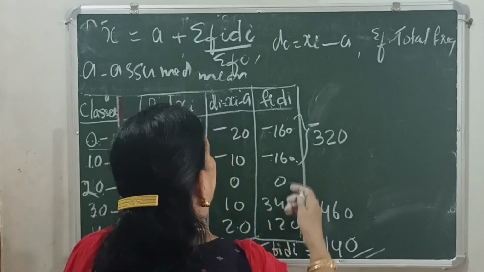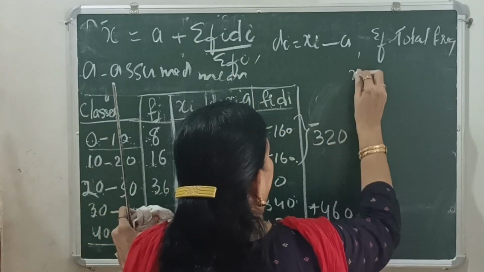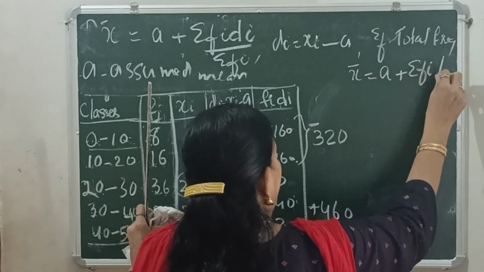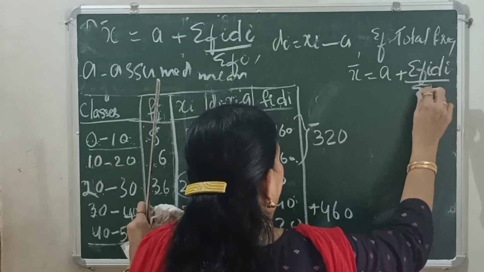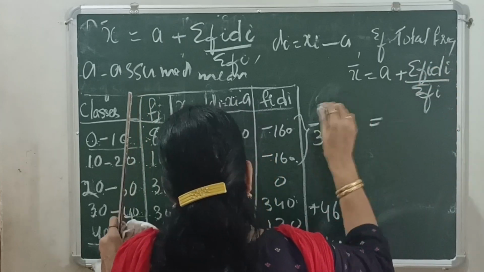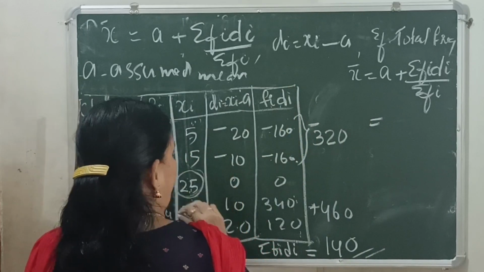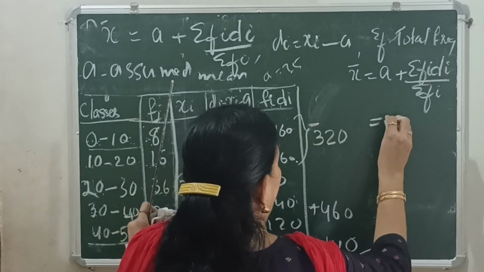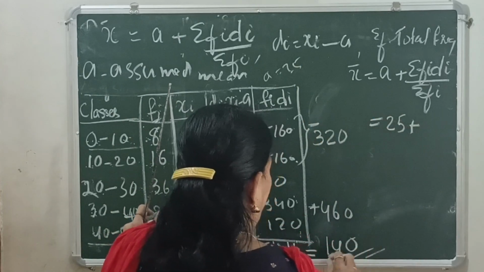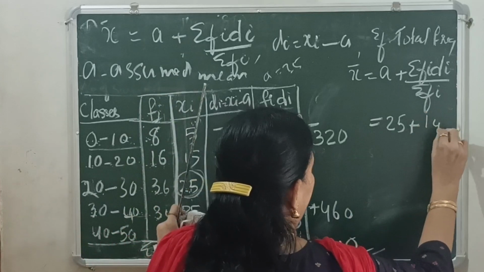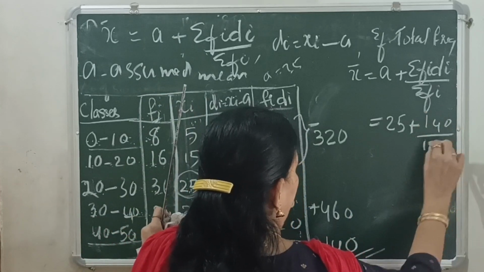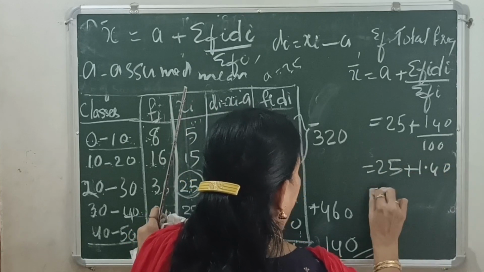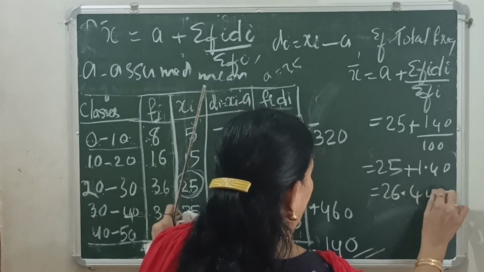And next, the formula for the assumed mean method is x bar equals a plus sigma fi di divided by sigma fi. We have taken the assumed mean a as 25. So 25 plus sigma fi di, 140, divided by 100, equals 25 plus 1.40, which equals 26.40.